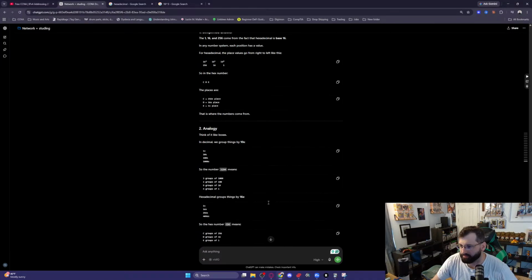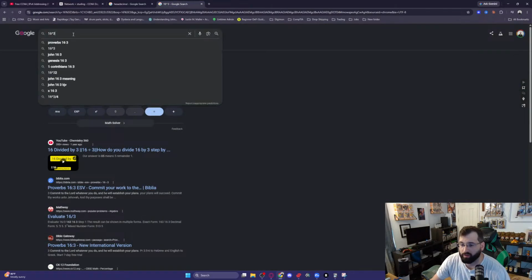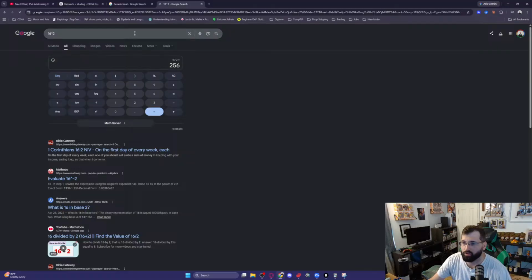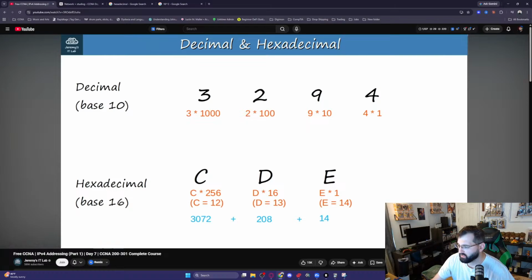All right, what we got? The 16 is going to come from the fact that it is based off of 16. In any number system, each position has a value. Oh, I did the power of 3. So the power of 2 would be 256. So it's following the same rules. Power of 1, power of 10, power of 100, power of 1,000; power of 1, power of 16, double the 16, and so on and so forth. Okay, which is why it says it's based off of 10, why it says it's based off of 16. This is all making sense.